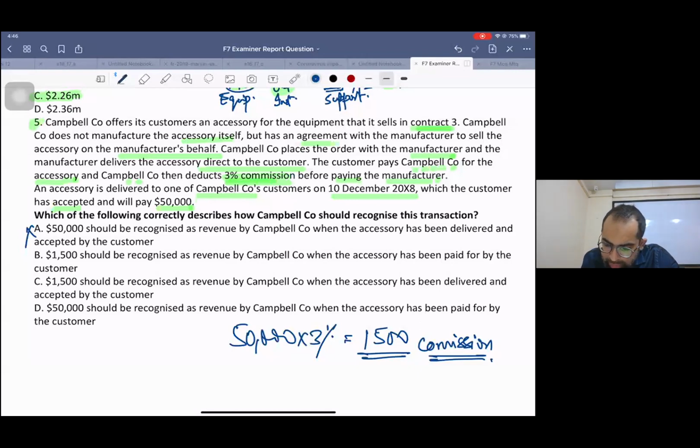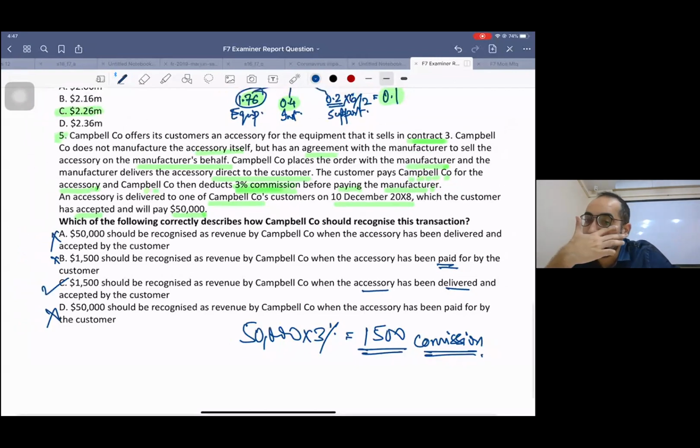1,500 should be recognized as revenue when the accessory has been paid. Half correct. Yes, our right is 1,500, but we won't wait for the day of payment. This is again wrong. See, it is written has been paid. No need to wait for the payment day. 1,500 should be recognized as revenue by Campbell when the accessory has been delivered. Yes, delivered and accepted by customer. This is the correct answer. D is again wrong.